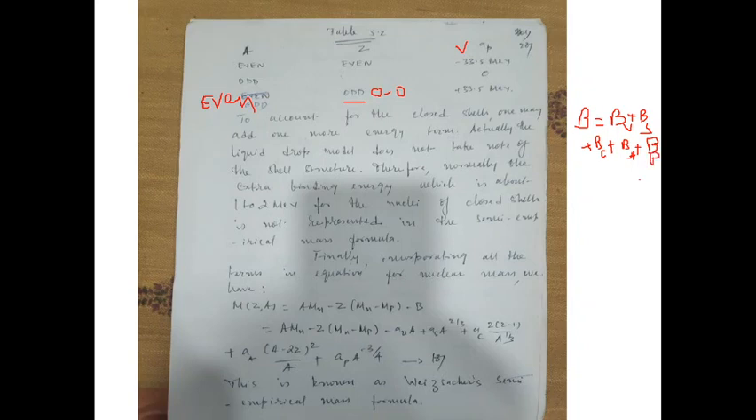So you can see that there are five terms here. When you add all of them, you get the binding energy expression, and from the binding energy expression, you get the mass expression. This is the relationship between the mass expression and the binding energy. This is the binding energy expression.